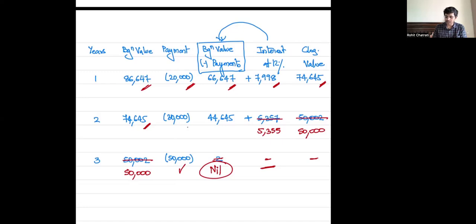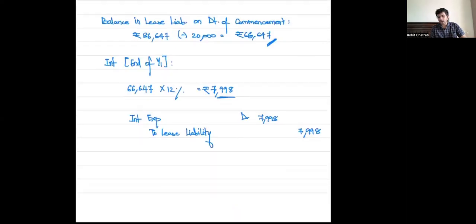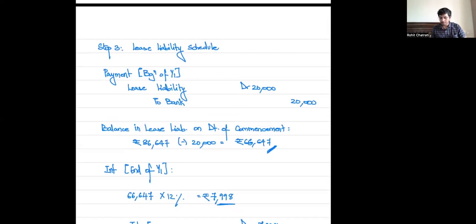In the beginning of year 2 itself, I make a payment of 30,000, and hence the outstanding borrowing is now 44,645. On this 44,645, we are recognizing an interest of 5,355 at the rate of 12%. Then we have a closing balance of 50,000, which is rolled forward to year 3. Then we have a zero lease liability balance once the payment is done at the beginning of year 3.